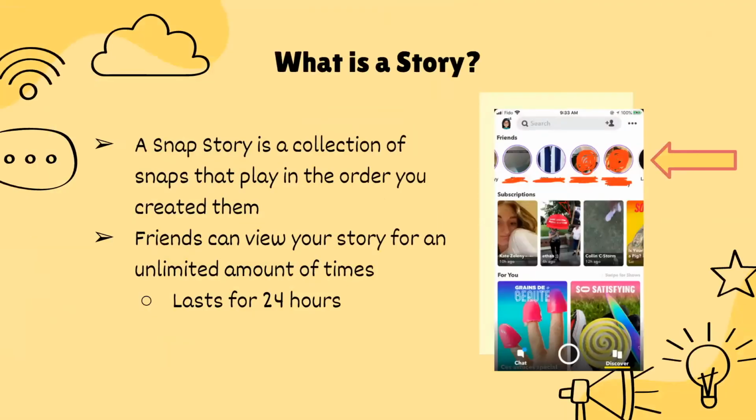Stories. What is a story? A snap story is a collection of snaps that play in the order you created them. Friends can view your story an unlimited number of times, and it only lasts for 24 hours.